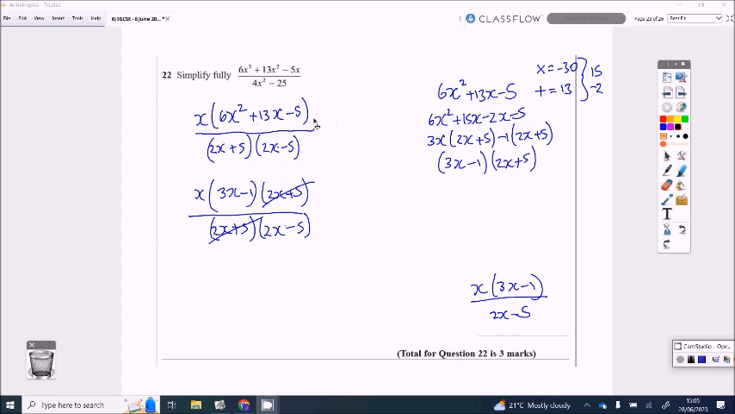So I get to this point here. Now my 2x plus 5 and my 2x plus 5 cancel out, leaving a final answer of x(3x minus 1) all over 2x minus 5.